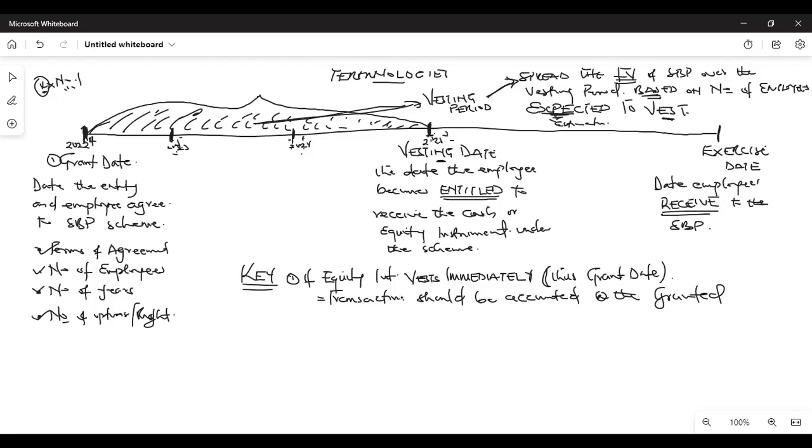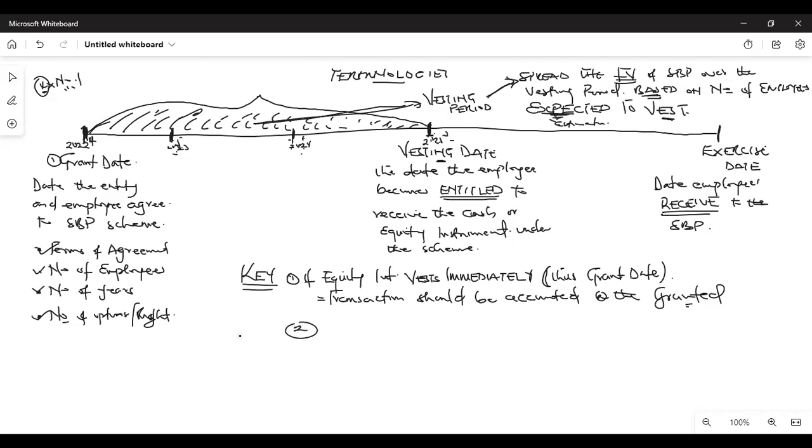All right. So if the equity instrument vests immediately, that is when the grant date is equal to the vesting date. Like I said, some people receive sign-on bonuses, and that bonus can be tied to the equity. So if that is the case, you have to account for the transaction in full, everything at the grant date.